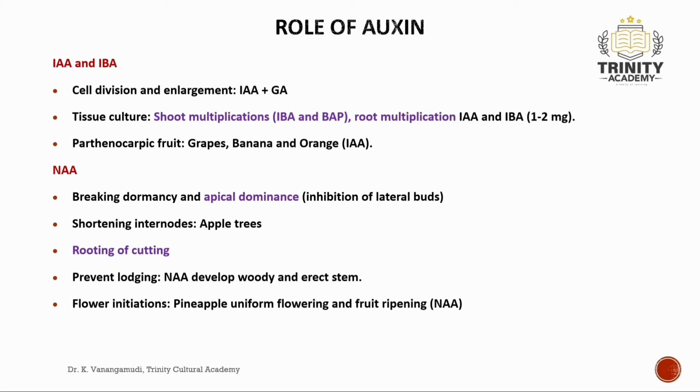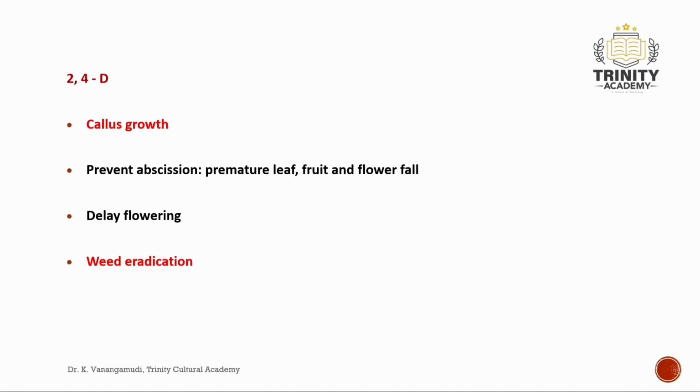While NAA helps in breaking dormancy, apical dominance, shortening of internodes, rooting of cuttings, it is a very important point, and prevents lodging and also helps in flower initiation. Example here is pineapple. 2,4-D is useful for callus growth in tissue culture plants and plays a very important role in weed eradication. In addition to this, it prevents abscission and delays flowering.